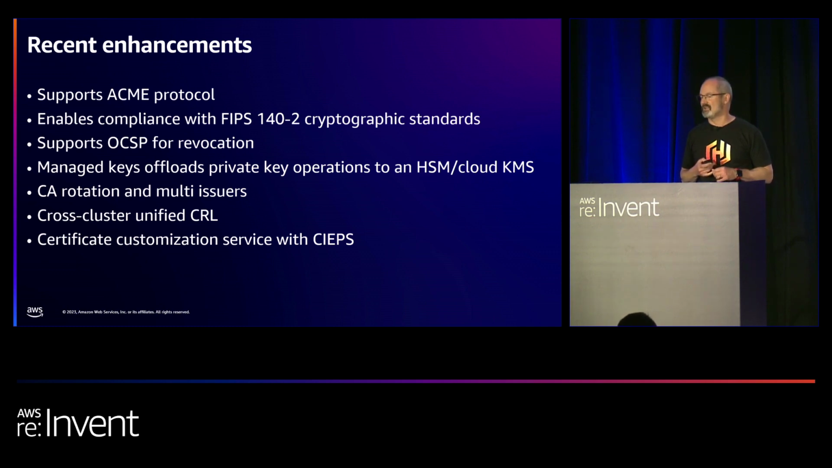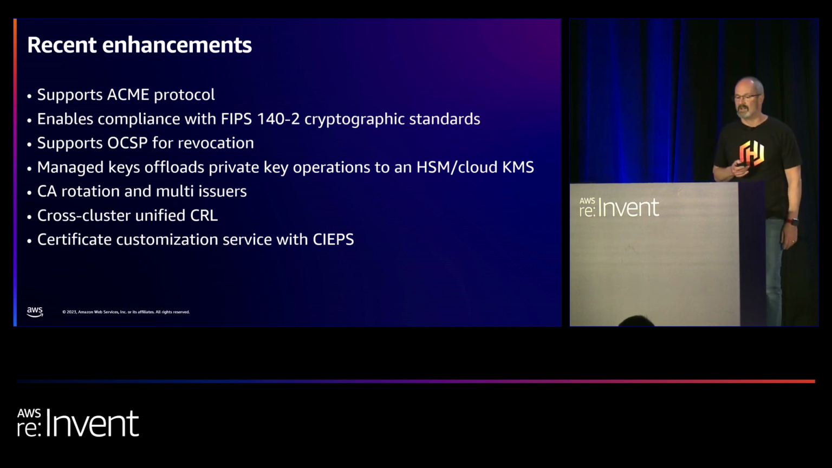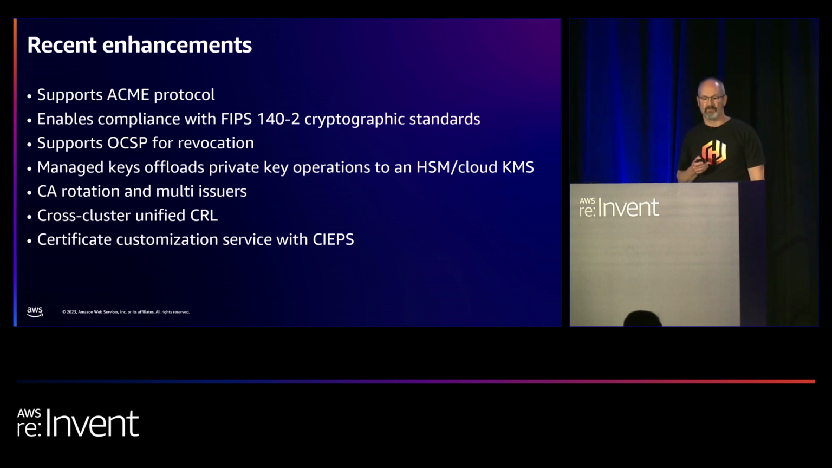There's also a version of Vault that, if you're a federal government agency that needs to be compliant with FIPS 140-2 cryptographic standards, you can use. And then also OCSP for certificate revocation, in addition to CRL, which is often used. And then there are other enhancements, like being able to support multiple CAs, internally and externally, that connect to Vault, and using Vault as an intermediate CA.